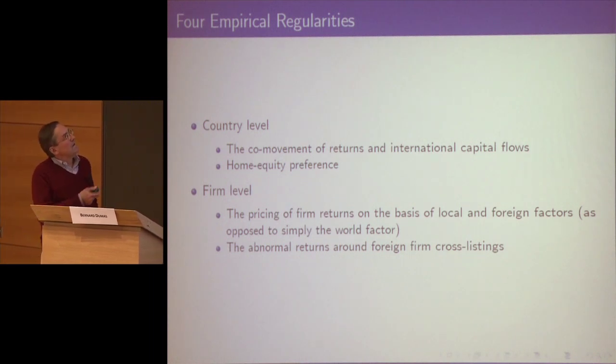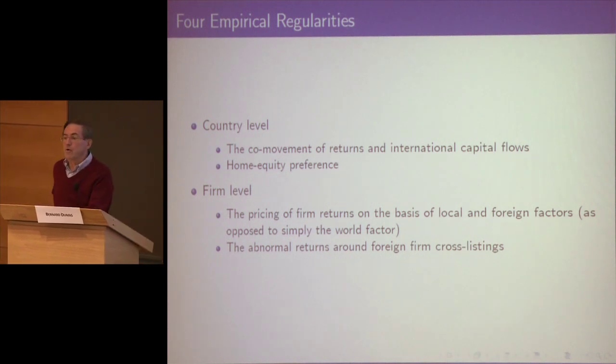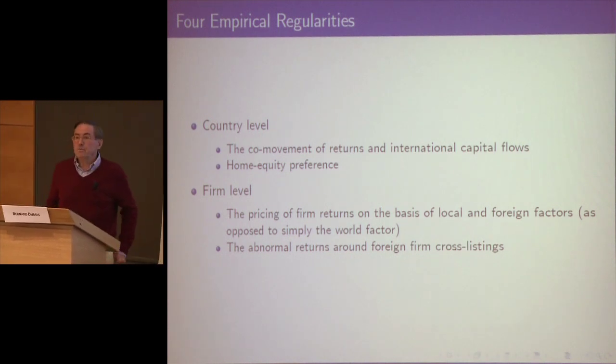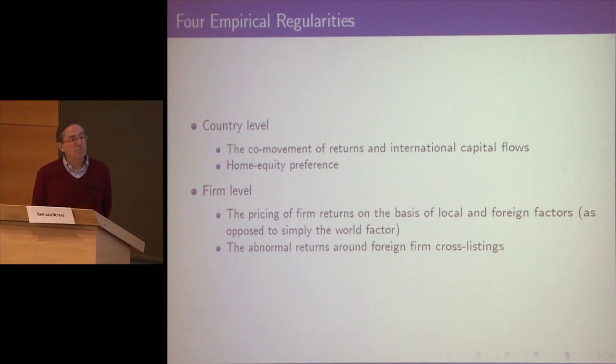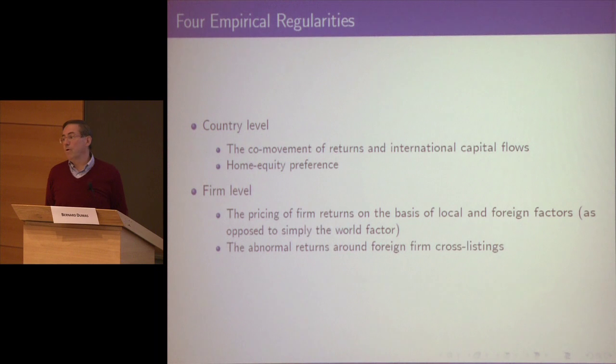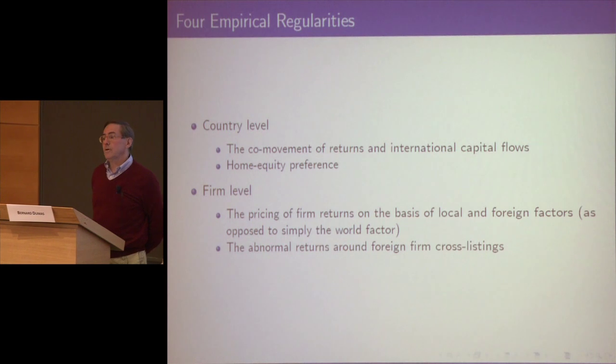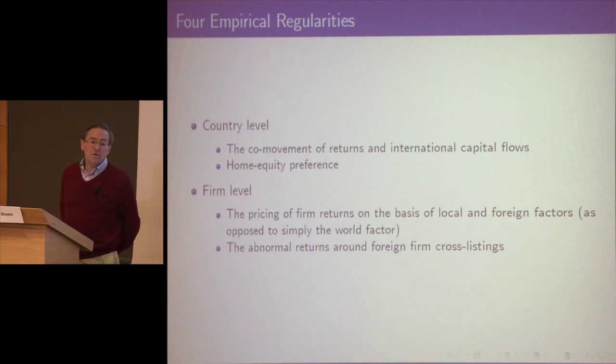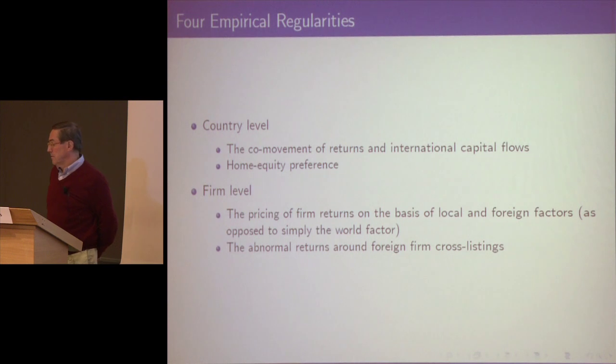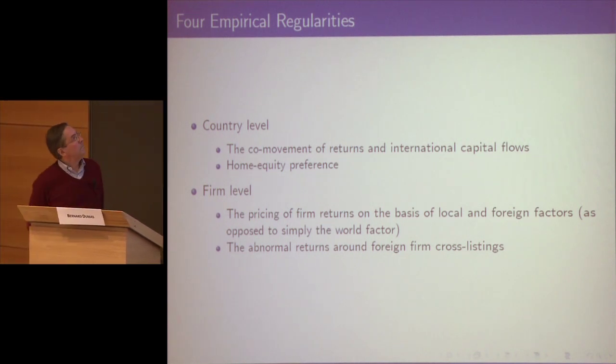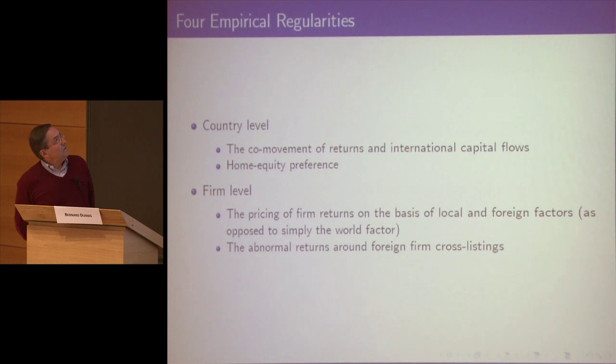The second empirical fact is the phenomenon of home equity preference. If you look at the portfolios of people, they tend to hold more of the equity of the firms of their own country than full diversification would advise them to do. These are 2 empirical puzzles at the country level, if you like. And we have also identified 2 more at the firm level.